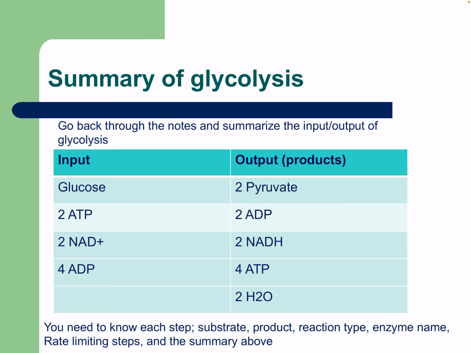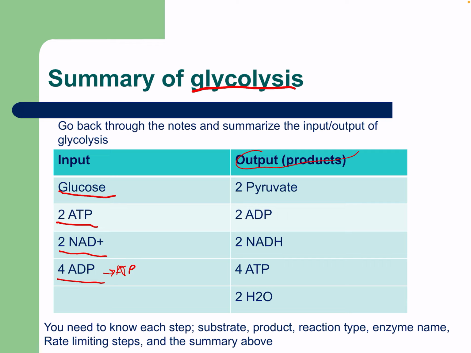So here's a quick summary of glycolysis. Again, go back through the notes in our summary of the last lecture for each of the 10 steps. What's inputted into glycolysis is 1 glucose molecule. We need 2 ATP, and we need 2 NAD+, as well as 4 ADP. This is to go to ATP.